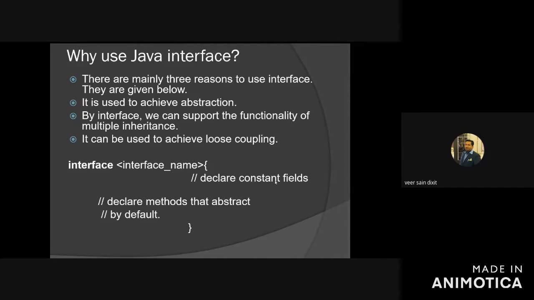By interfaces, we can support the functionality of multiple inheritance, as I told you earlier, and it can be used to achieve loose coupling. What is the most important aspect of object-oriented programming? In the earlier classes, I told you that it is code reusability. Through code reusability, you can achieve maximum cohesion and low coupling, because object-oriented programming provides the property of high cohesion and low coupling.